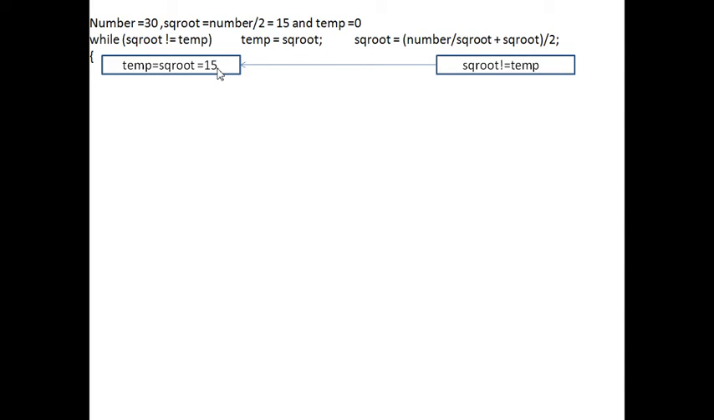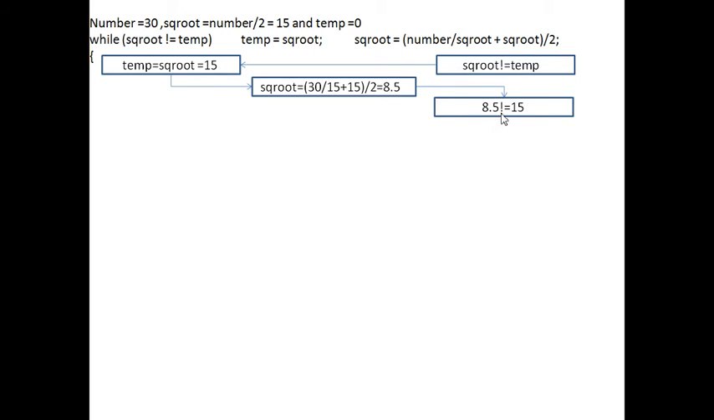So when both are 15, we multiply 15 into 15, which is not equal to 30. That's true. So then we go to the next step: number divided by square root, that is 30 divided by 15, plus square root, which is 15, divided by 2. So it becomes 8.5.